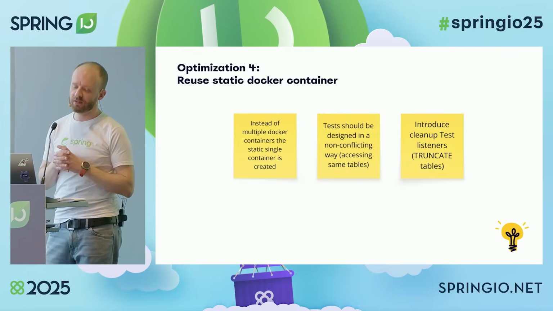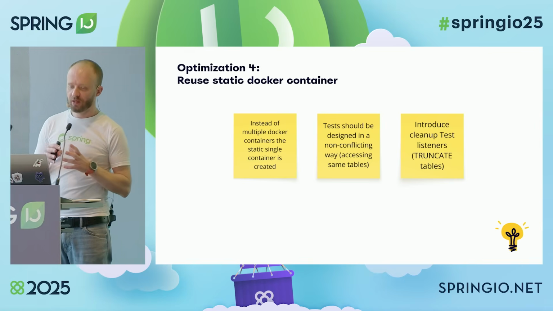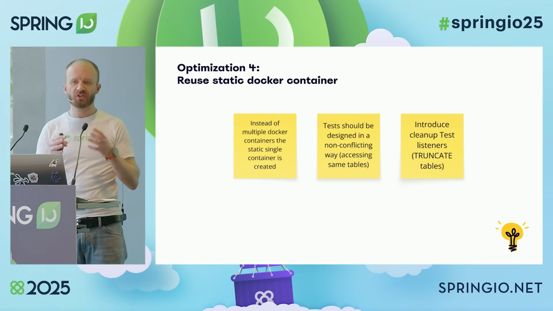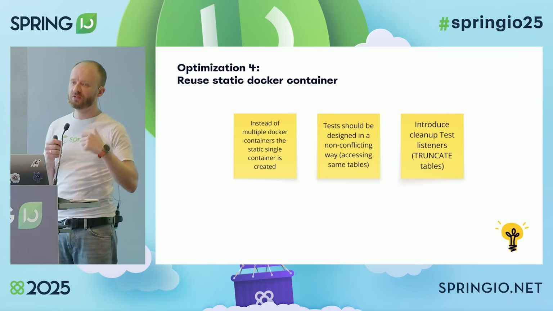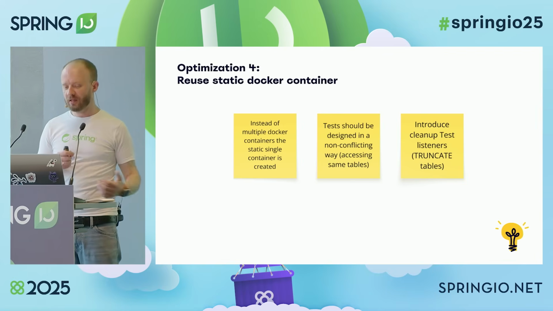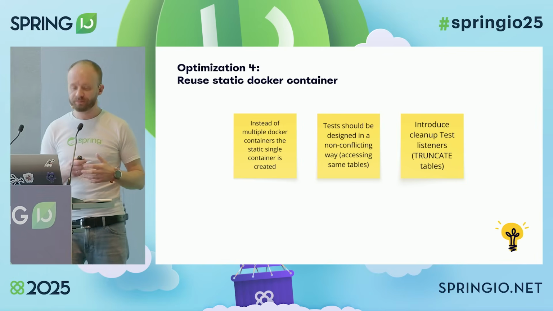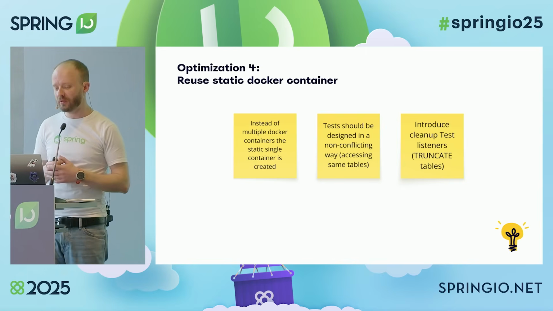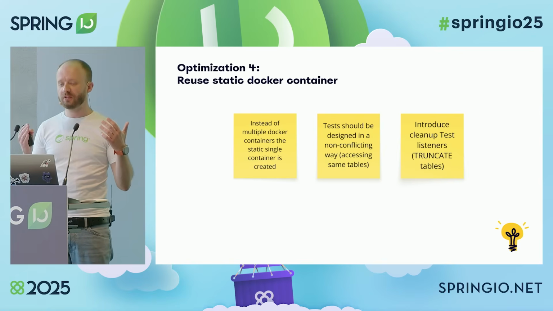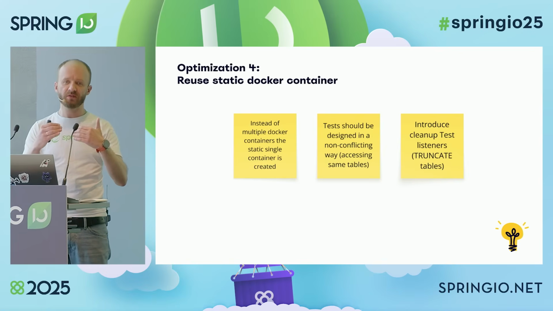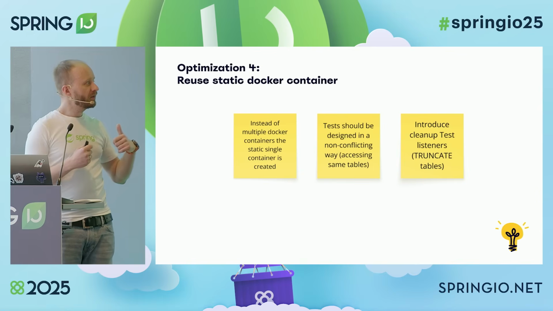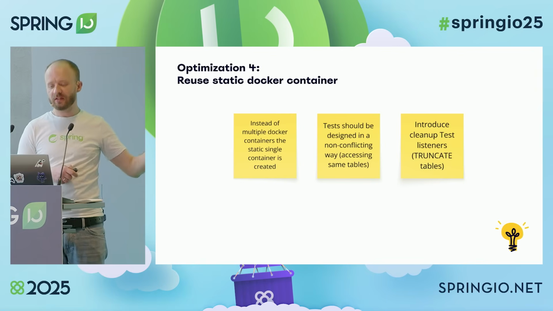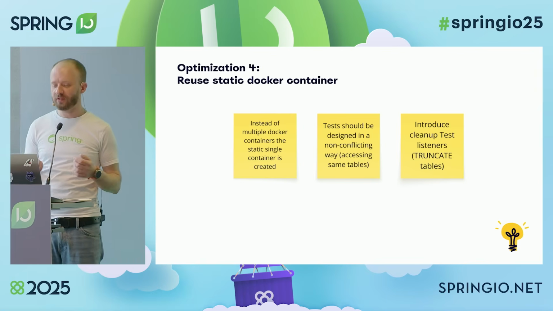The next optimization is related to databases. Instead of creating a new test container for each Spring context, it could make sense to reuse some statically cached Docker container. Just keep in mind that it will require more careful cleanup policies. For example, your tests that can conflict with each other using fixed IDs can conflict more. So you can introduce truncating listeners that will clean up or flush all the data.